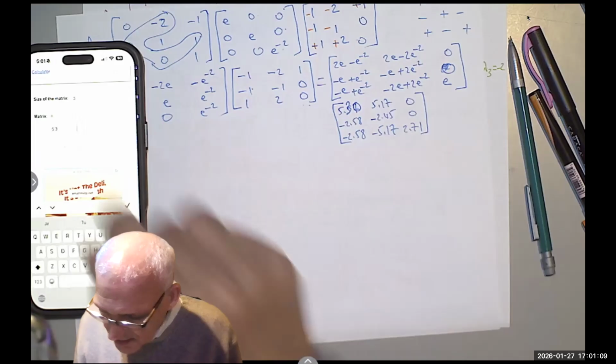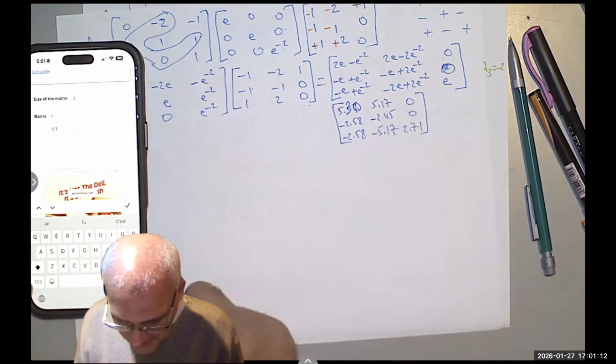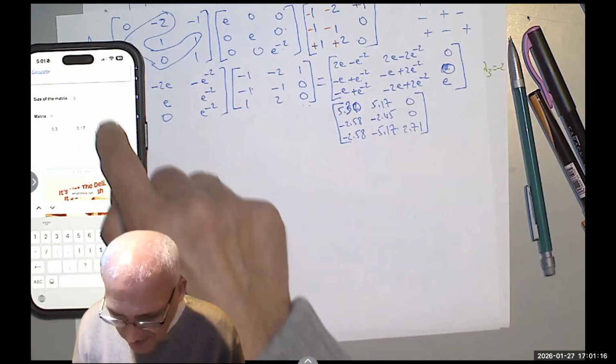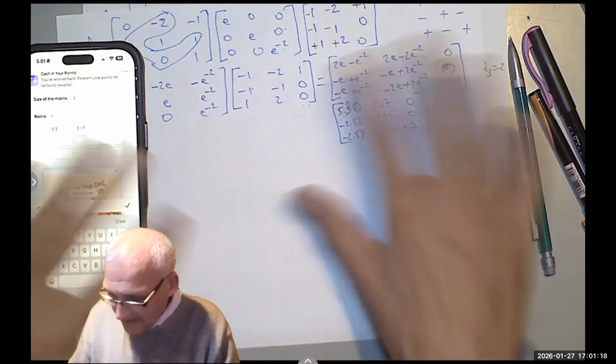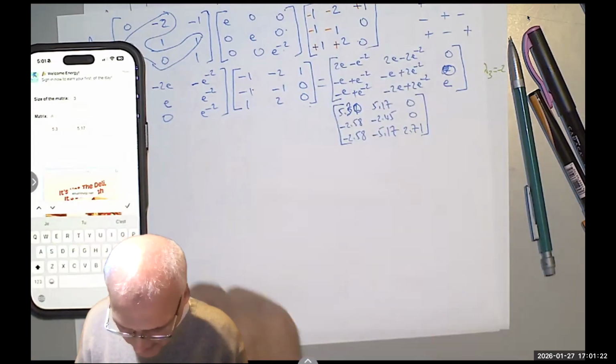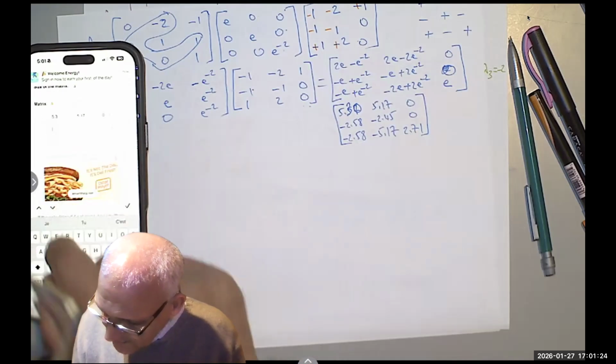5.3, 5.17. We'll see. I mean, I don't know. I want to make sure I didn't mess up. I was not 100% sure of what I did here. So that would prove it.